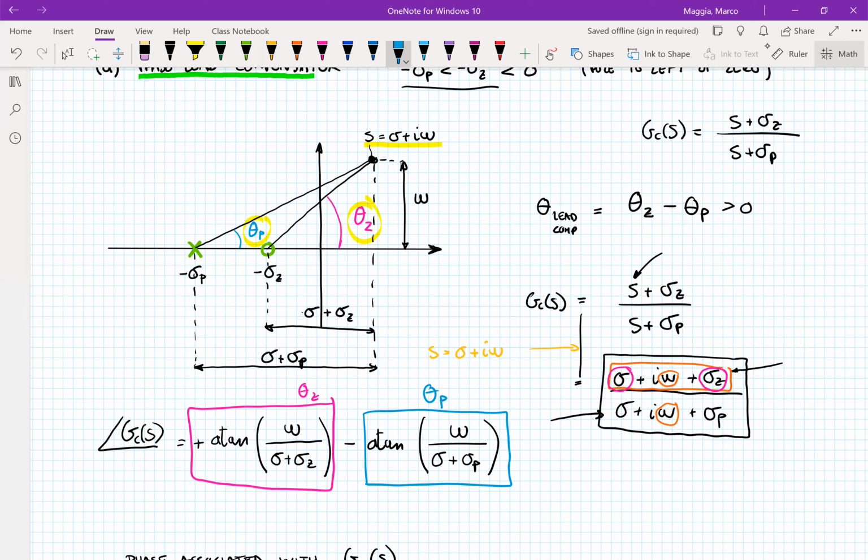You always have to think about the numerator of the arctangent function as the sine and the denominator as the cosine. So if we take, for instance, this triangle, then the sine would be associated with omega and the cosine with sigma plus sigma z.